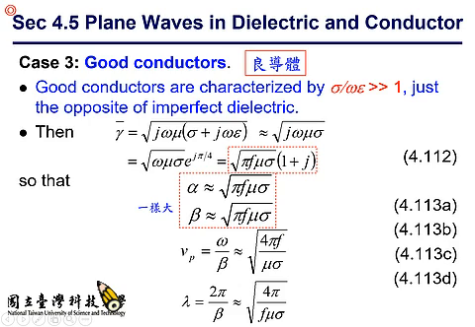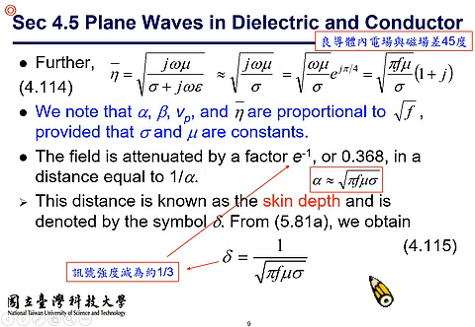Okay, so here is the very last case, good conductor, which means sigma over omega epsilon is much, much greater than 1. And the result is alpha is about the same as beta, which is the case we have seen in example 4.6 for seawater. So for VP and lambda, you need to account for sigma. For the velocity and the wavelength, you need to account for the loss tangent. And so is eta, the intrinsic impedance.